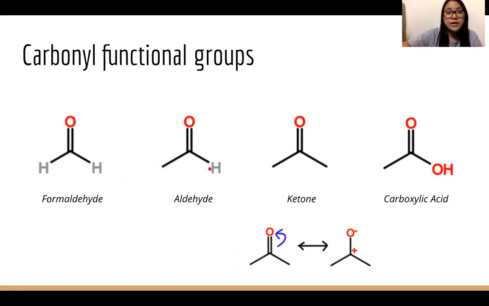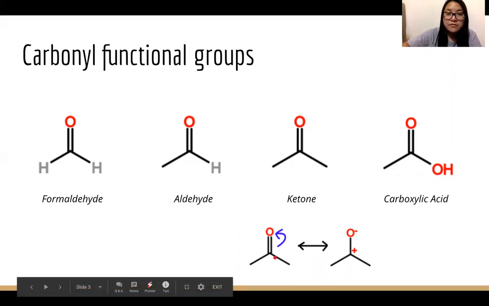So one R group and one hydrogen is an aldehyde. If you move forward and add on another R group, they can be the same or they can be different. This is known as a ketone. And then the most oxidized carbonyl has the C double bond O, one R group, and an OH group. So this is known as a carboxylic acid.